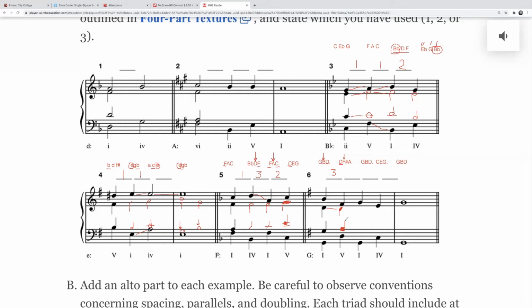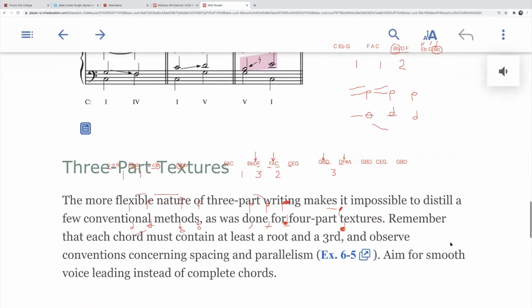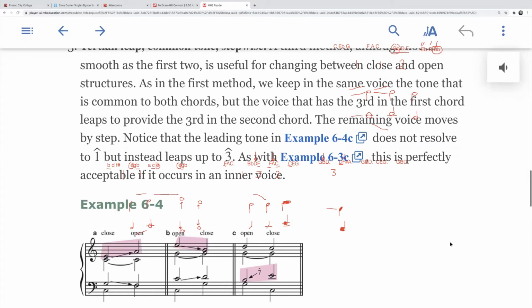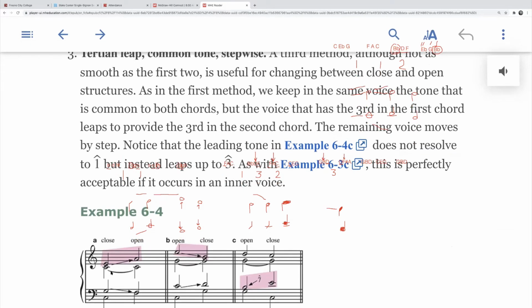Well, of course you're not seeing that because I'm sharing my screen. Unless you have a print book, you're not seeing that. But in example 6-4, at the very bottom of my screen, the stepwise motion is always in the opposite direction of the tertian leap, but it doesn't say that that has to be the case. Cool.